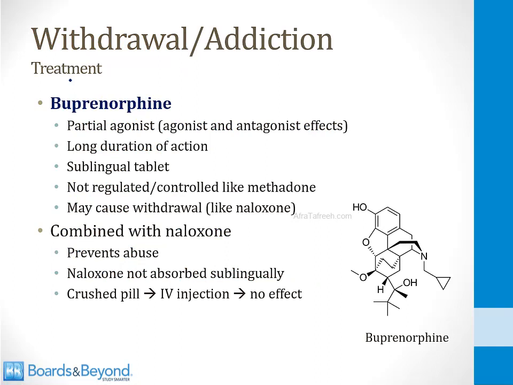daily in order to reduce the risk of a relapse. So let's talk about those now. The first one is buprenorphine. This is the structure of buprenorphine at the bottom right side of the screen here. It has features that resemble other opioids like heroin or morphine, and for that reason, it functions as a partial agonist of opioid receptors. Partial agonists are drugs that have some agonist and some antagonist effects.